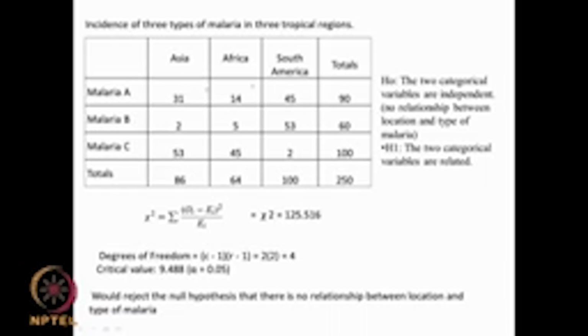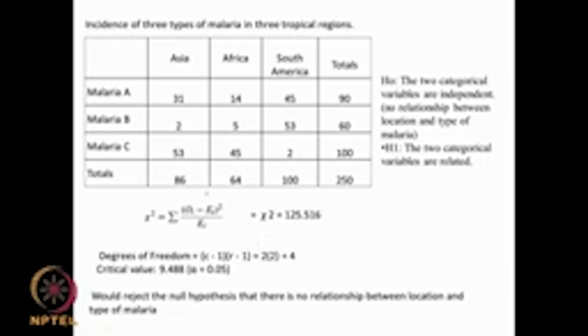So, this is the observed; expected is equally probable in all the 3 continents. Malaria A, malaria B, malaria C should be equally probable, that will be what is called expected. So, observed is this, so observed minus expected squared divided by expected. So, we should be able to get the test statistic. In this particular problem we get 125.5, okay.